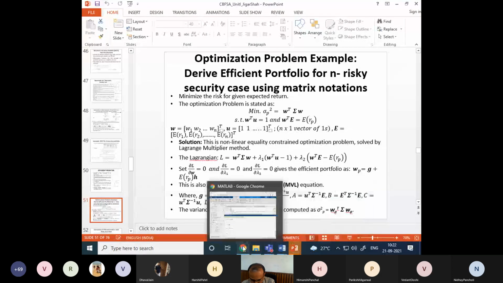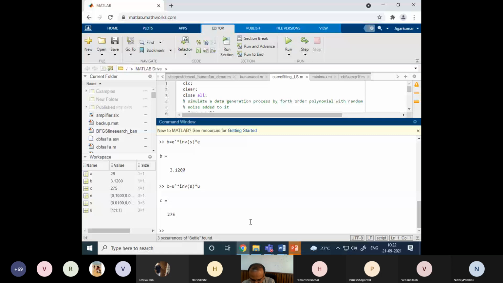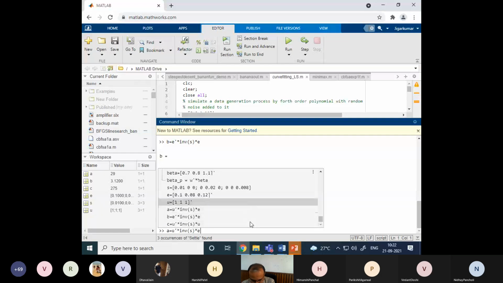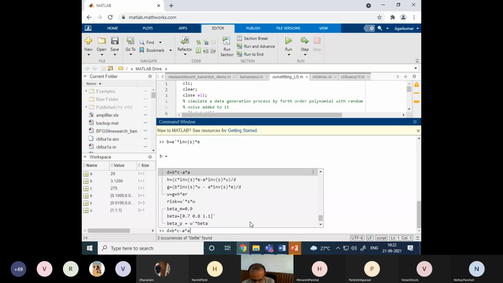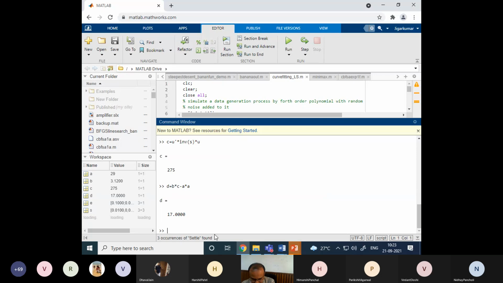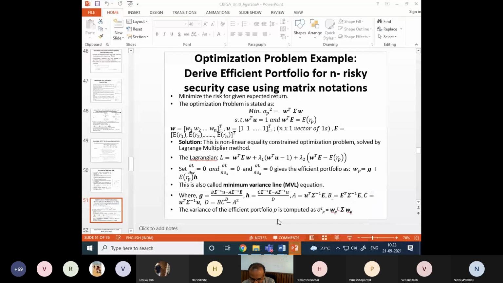Okay. So you can see simply D equal to BC minus A square. So BC minus A into A. Press enter. So now A, B, C, D are known. So now I can calculate the vector G and H. So what is vector G and what is vector H? Vector G is B sigma inverse U minus A sigma inverse E divided by D.